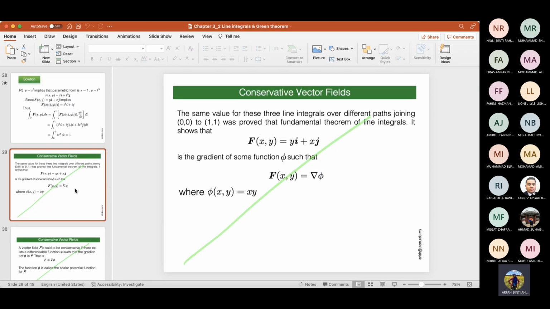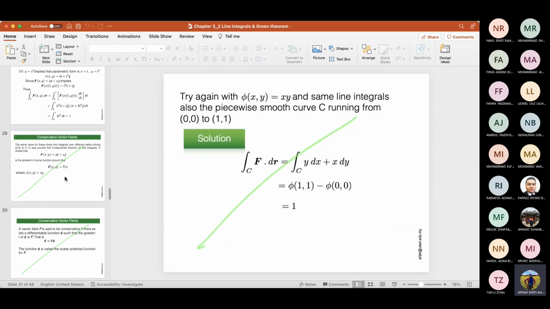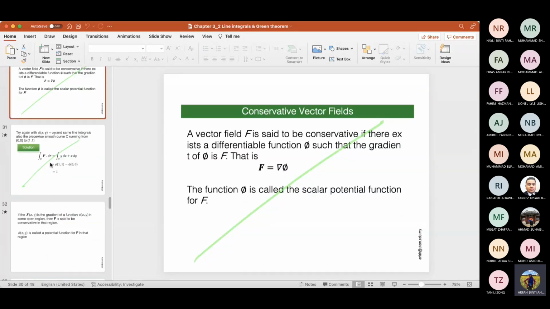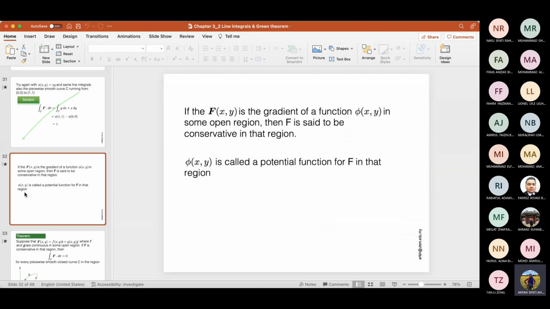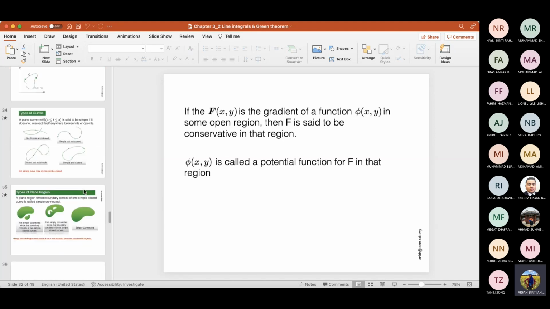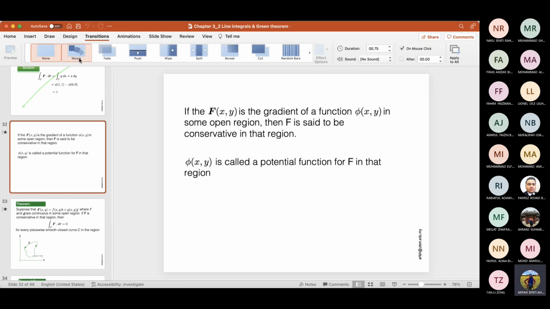So yang ini tak ada. Conservative vector fields, this one tak ada. Awak boleh potong saja. Slide number 29, 30 and 31. Okay. Okay, this one also tak ada juga. This one. So we have taken a look into the next theorem. The conservative vector fields tak masuk dalam final, and it is also out of the syllabus. Okay.